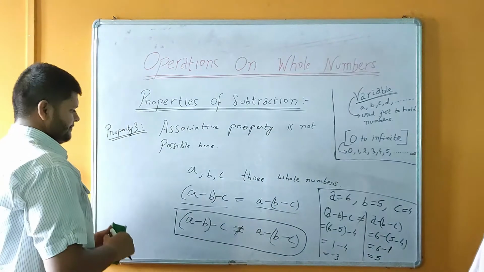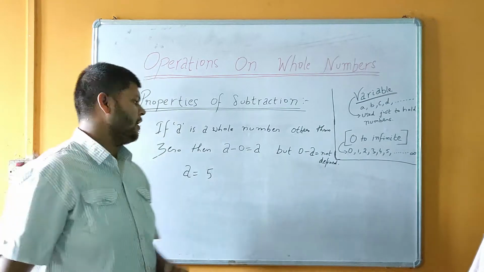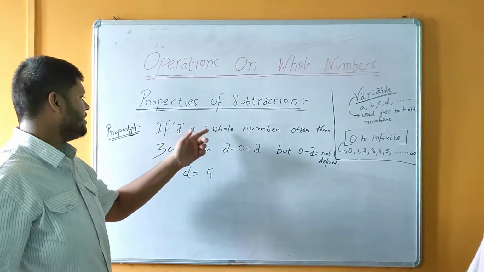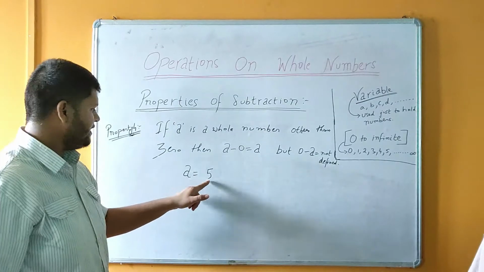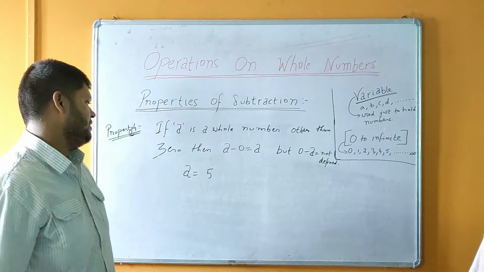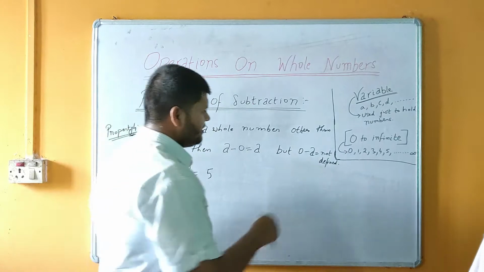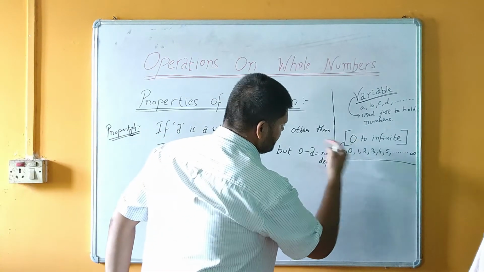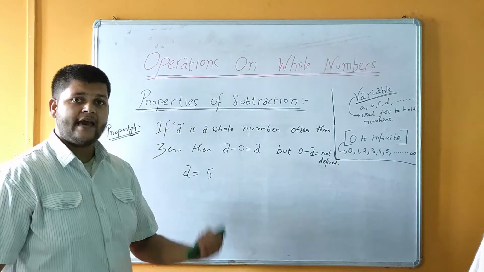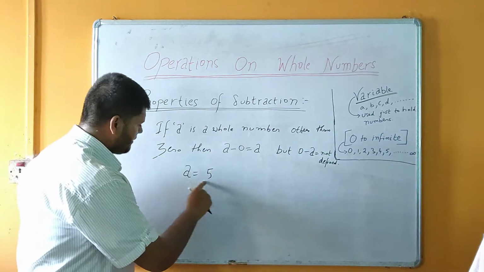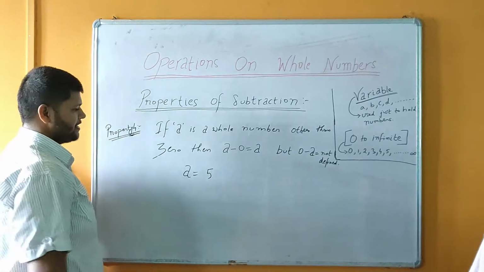I am erasing this. Alright, this is property 4 in case of subtraction on whole numbers. If A is a whole number other than 0. Here I have considered A equal to 5. Excluding 0, we can take any other whole number, so 5 is the whole number here.